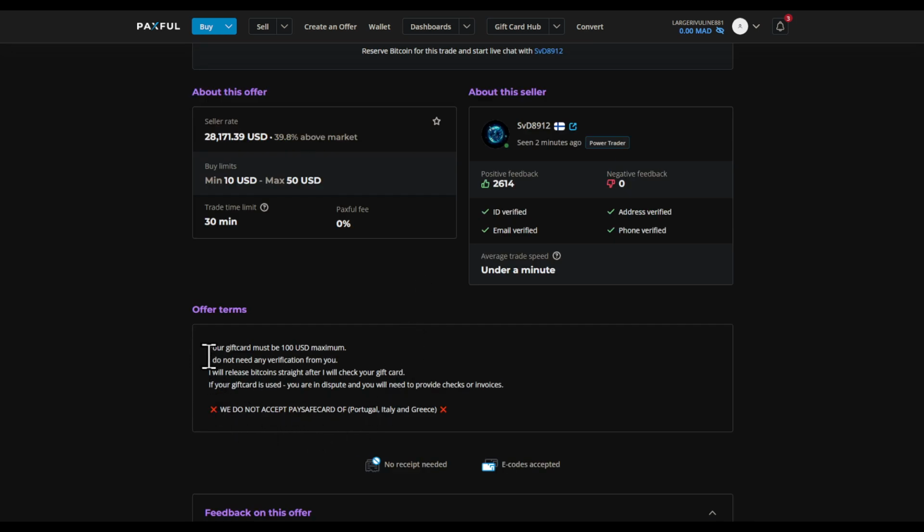You can see right here that I would also read the offer terms. The gift card must be $100 maximum. They don't need any verification from you. They will release Bitcoin straight after they check your gift card. If your gift card is used, you are in dispute and you will need to provide checks or invoices. We do not accept Paysafecard from Portugal, Italy, and Greece.